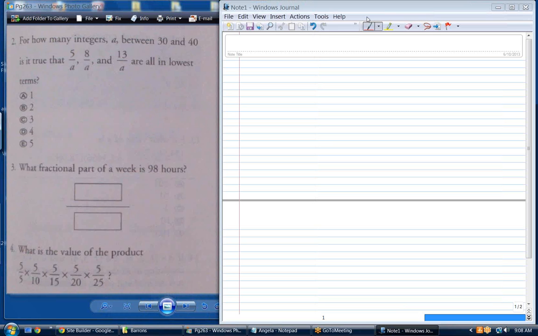So since it's between 30 and 40, do I include 30 and 40? No, you don't. If they say between, it's definitely not inclusive. In this case, that wouldn't actually make a difference. Oh, yes, it would. Excuse me. No, because neither one of them would be in lowest terms. So it wouldn't make a difference.